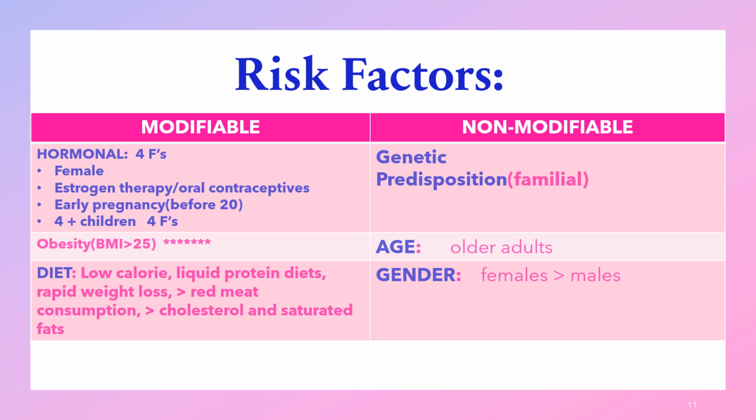We already talked about obesity. Another thing that can impact it obviously is diet. So low-calorie liquid protein diets, rapid weight loss, increased red meat consumption, greater cholesterol and saturated fats. Anything that's going to increase that cholesterol or lipid content is considered a risk factor. We have non-modifiable risk factors: genetic predisposition, again, nature versus nurture, hard to know. Older adults, as we said, over 40, right? And then gender, females greater than males.